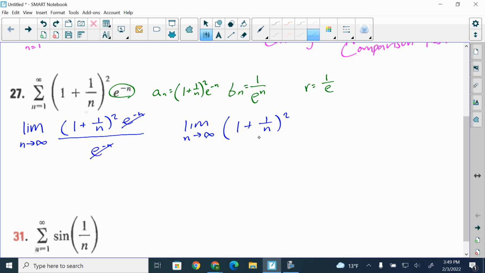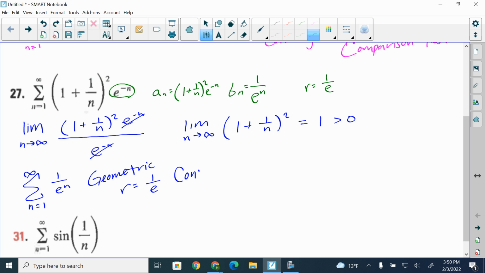And as I go to infinity, this here is going to go to 0. So this just ends up equaling 1, which again, is greater than 0. So my limit comparison test is going to be conclusive. Either both are going to converge or both are going to diverge. So now if I go ahead and I find what my b sub n is in here, I know that this is geometric. My r value is 1 over e, so therefore it's convergent.